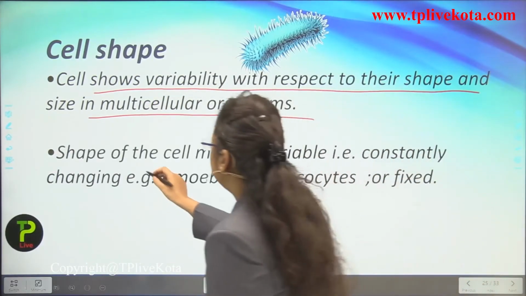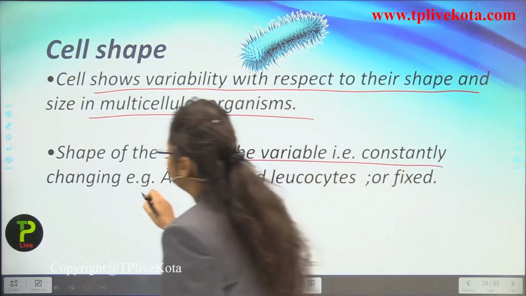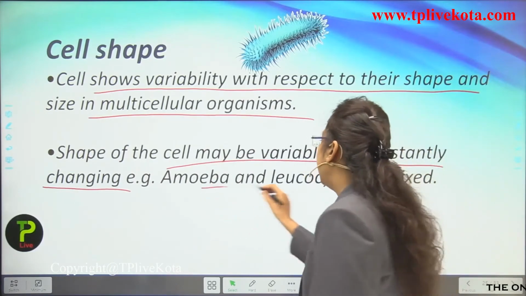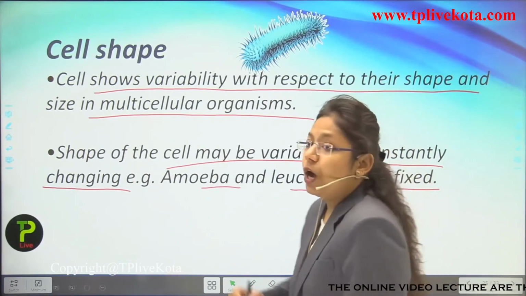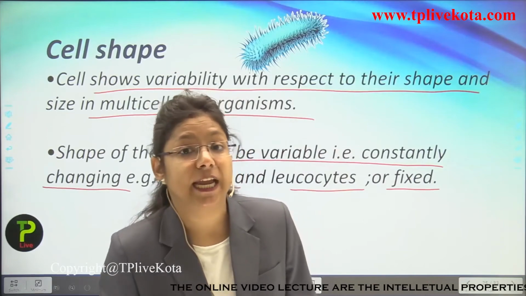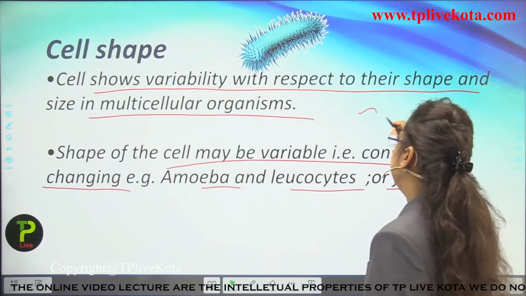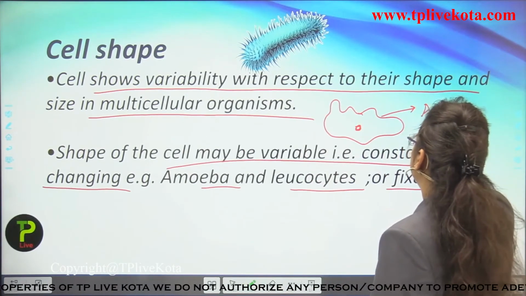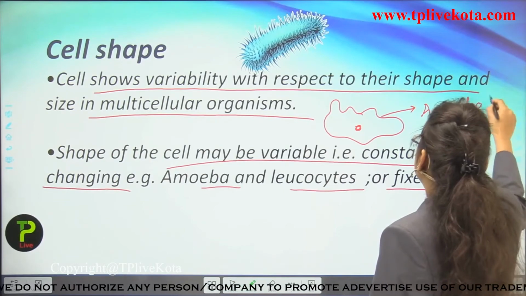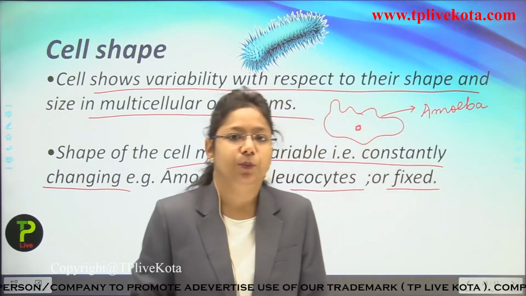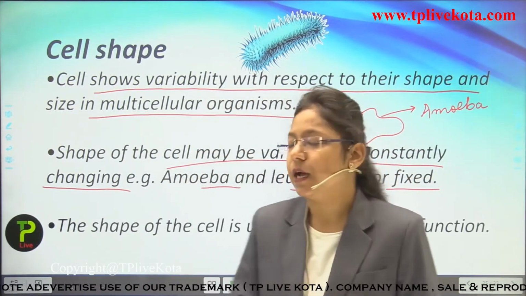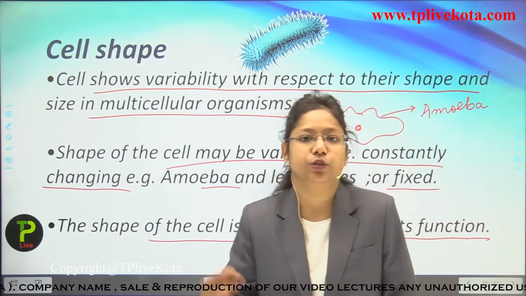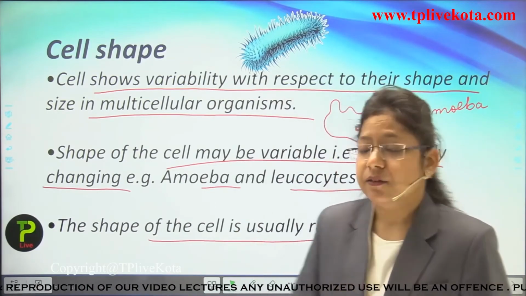Now, the shape of the cell may be variable, that is, constantly changing. Amoeba and leukocytes are examples. So amoeba can change its shape; they can take any kind of shape they want. Amoebae are very flexible. They can change their shape, and leukocytes can as well. The next part is that the shape of the cell is usually related to its function.